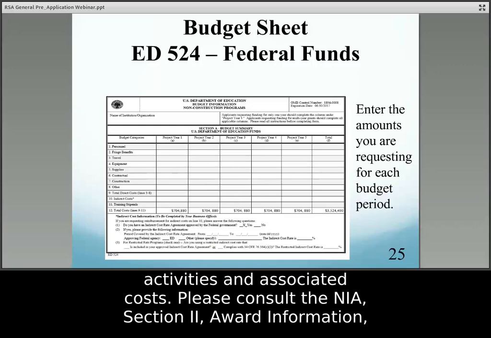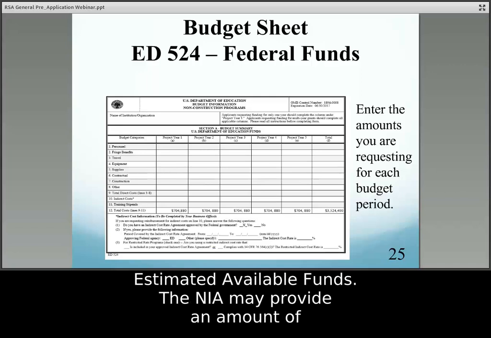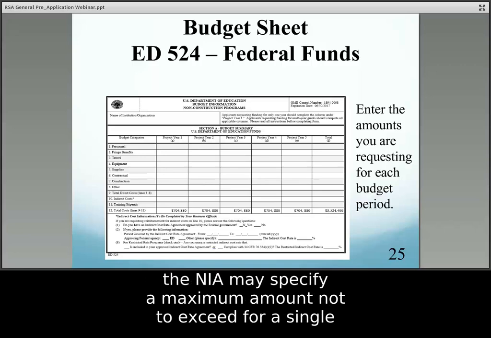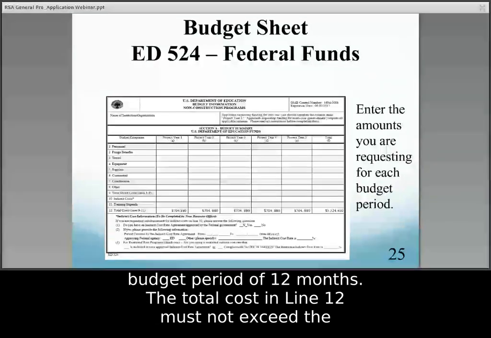Please consult the NIA, section Roman numeral 2, Award Information, Estimated Available Funds. The NIA may provide an amount of estimated available funds or an estimated range of available funds. In addition, the NIA may specify a maximum amount not to exceed for a single budget period of 12 months.